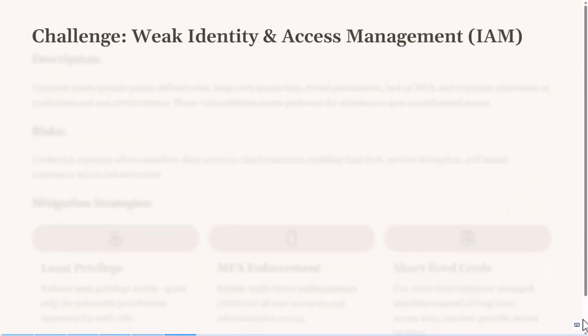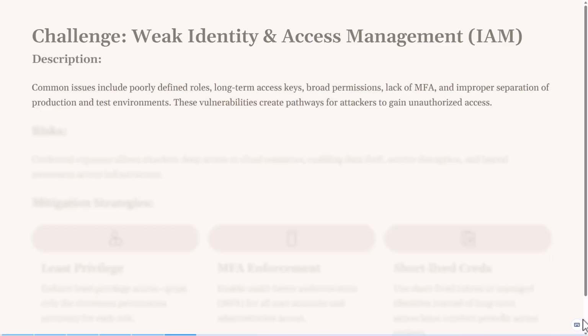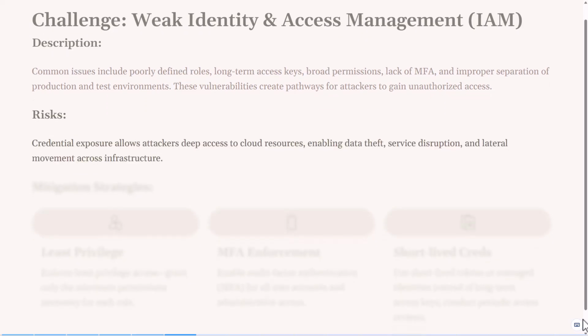Next challenge is weak identity and access management. IAM is the system that decides who can access what. Some issues in this challenge are roles that give too much access, long-term access keys, no MFA, and same permissions for testing and production. So, if attackers get the login credentials, they can access many cloud resources, steal data, disrupt services, and move around inside the system.